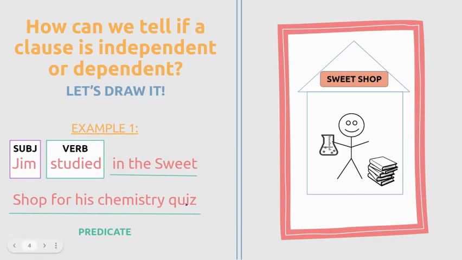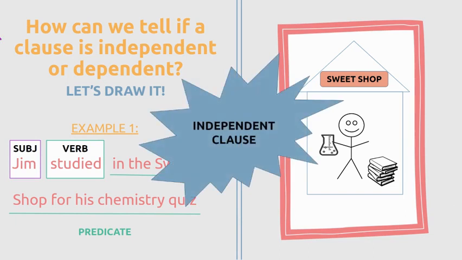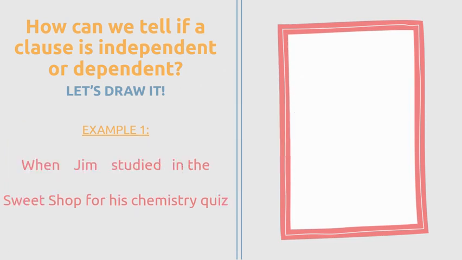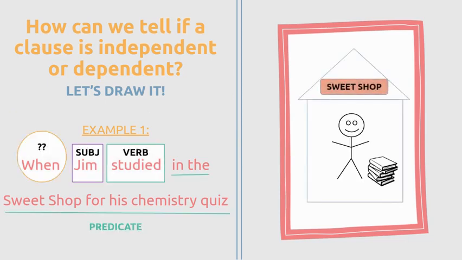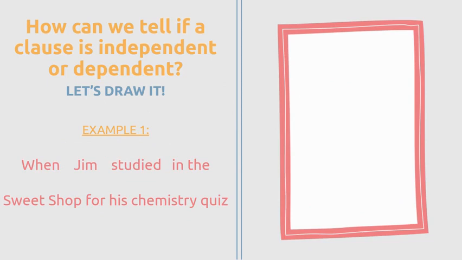I was able to represent every part of this clause here, which means, ta-da, it's independent. I have a complete sentence. I can throw a period on here, and we're good to go. So let's do example 2. Oops. Of course it's going through. Oh, it says example 1. Sorry. Should say example 2, but you'll be fine.